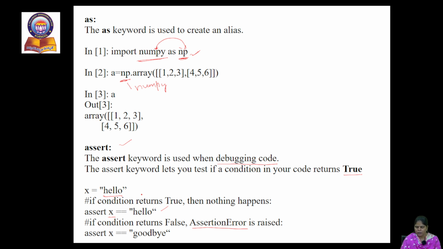Whenever you are performing some testing process, in such cases you will be using assert. You will be testing that the system should always run without any errors, right? That's why we use assert, to check for true all the time. So assert x equal to goodbye. As the x value is hello, is it equal to goodbye? False. So it will give an AssertionError exception.